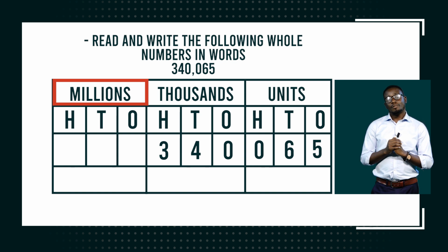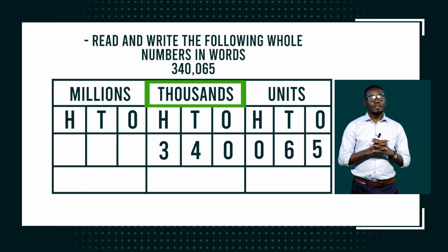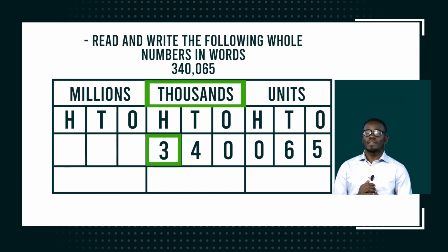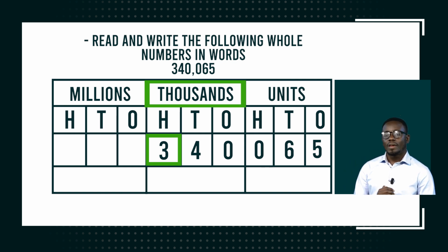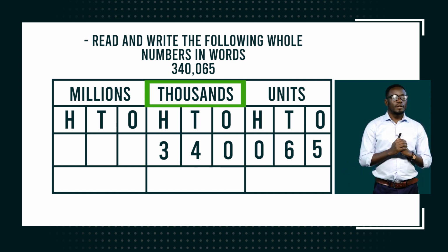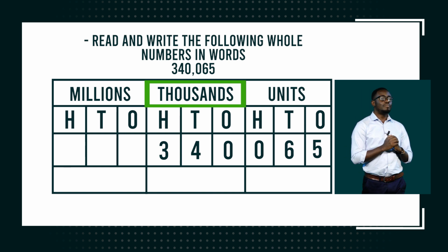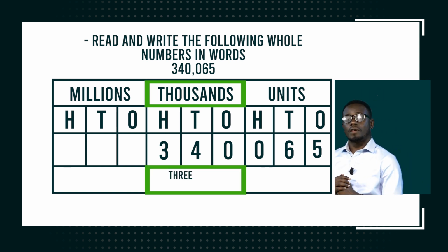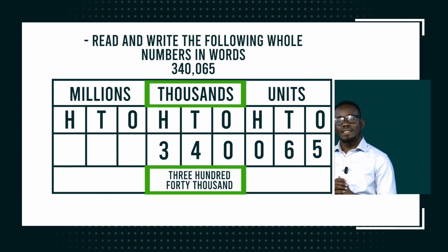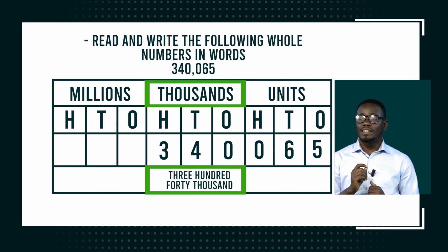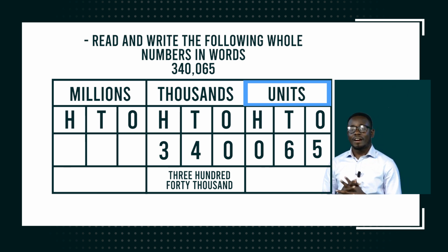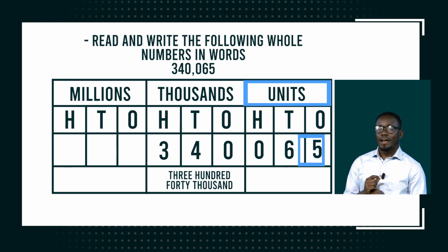As we have said, we start reading from the biggest place value. That means we first consider the number under the thousands period, made up of 3, 4, and 0. We read that number first before putting the period, and it is 340. But remember to put the period, and it becomes 340,000. After that, we go to the units period, where we have 0, 6, 5.